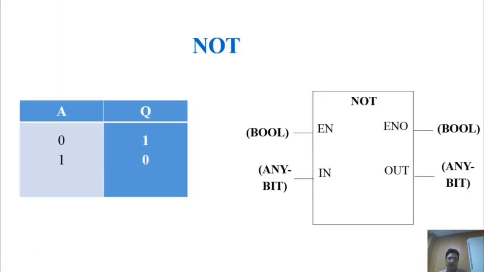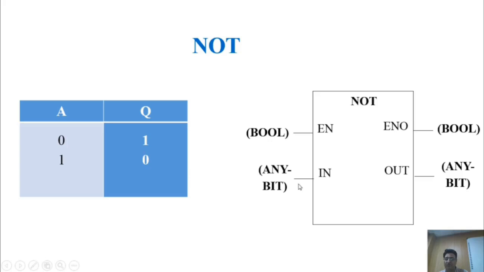The next function is NOT, meaning whatever value we give at the input, it gives us the NOT of that value at the output. This can also be of the n-bit type. That means it can be a bit, a byte, a word, a double word, or a long word. Any bit type data we enter here, it will give us the NOT of it at the output.